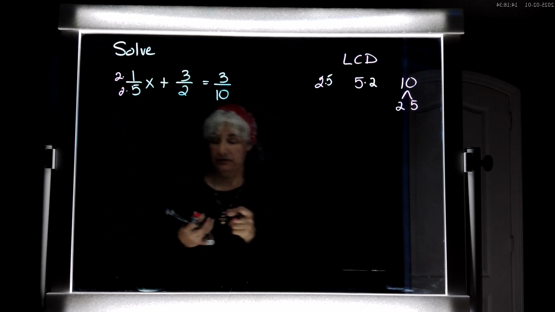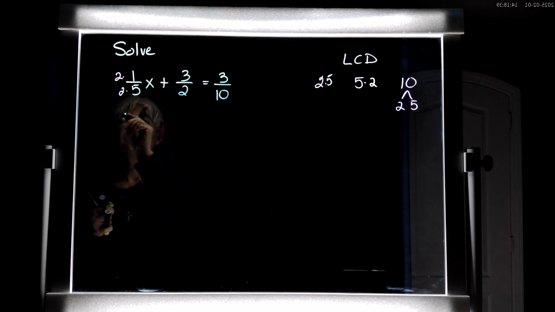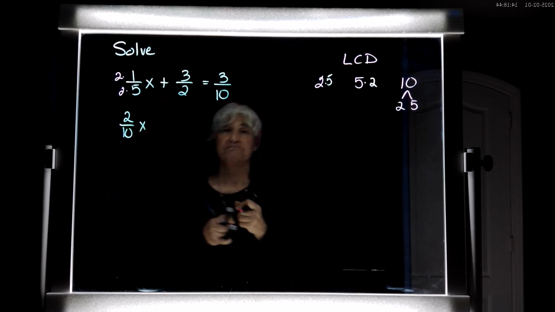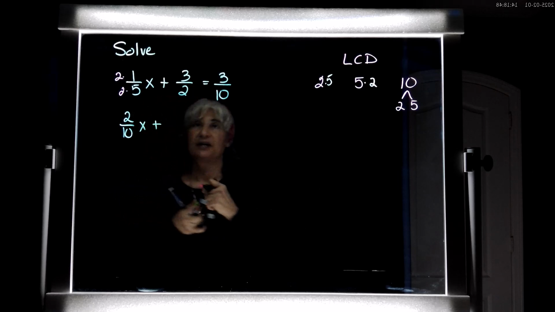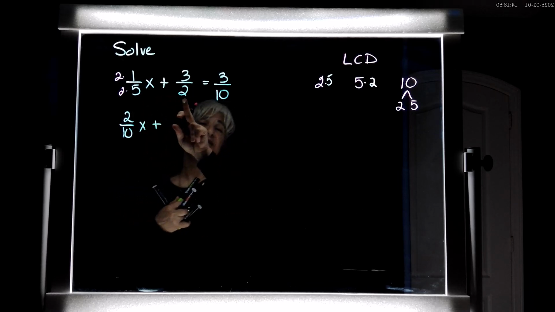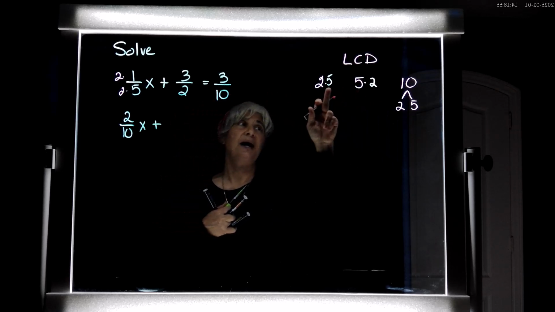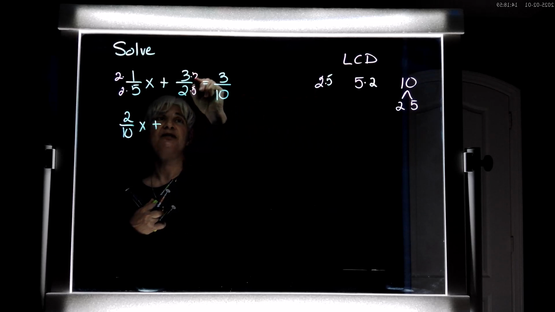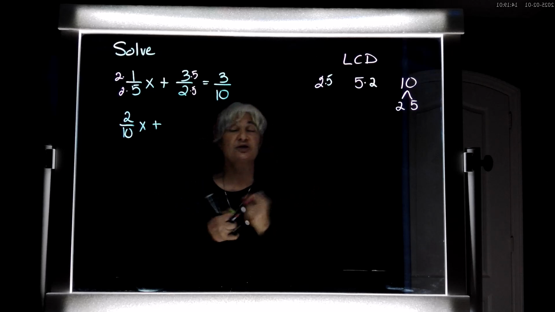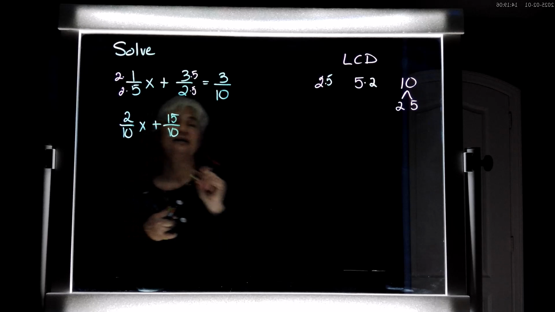which will give you, that's right, 2 over 10x. Now, plus, let's look at this one. This was the denominator of 2. Well, if I wanted to make it look all the same, I needed to multiply by a 5. So I am going to multiply top and bottom by a 5, which means we get 15 over 10.